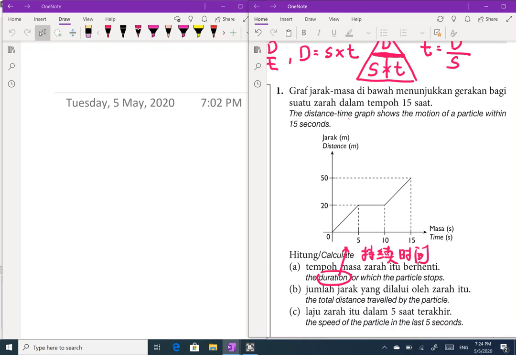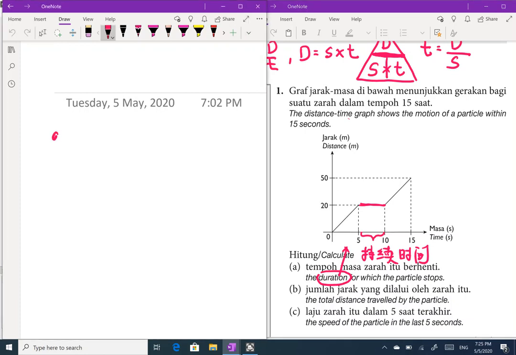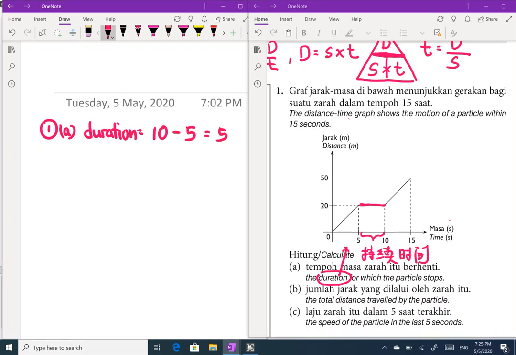Stop is a horizontal line. I want to know the duration, the total time for which the object stops. So A, how do you find the duration? So duration, the time it stops for, is 10 minus 5, equal to 5 seconds.